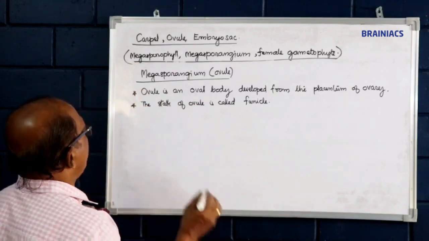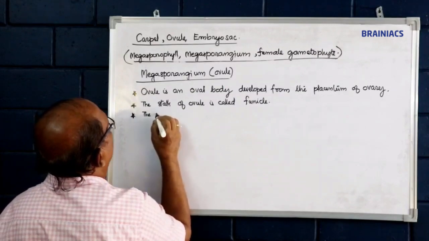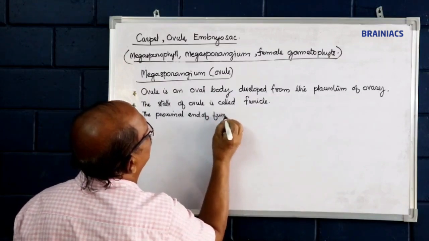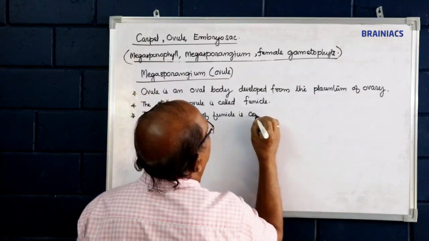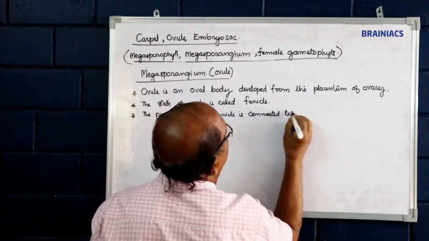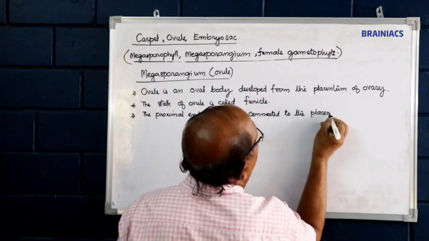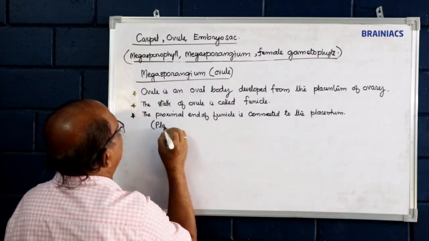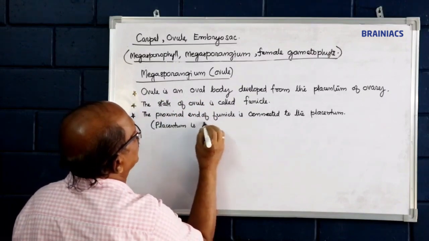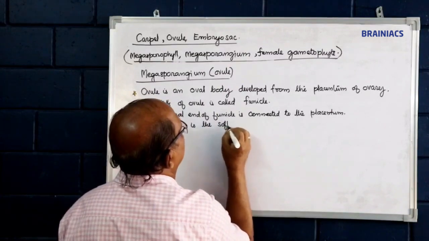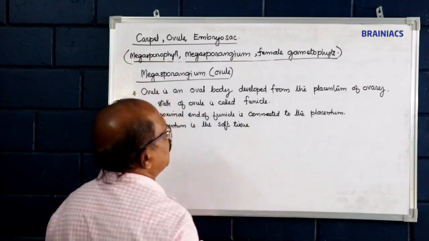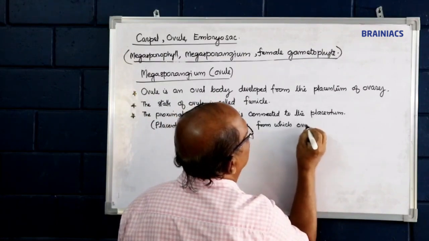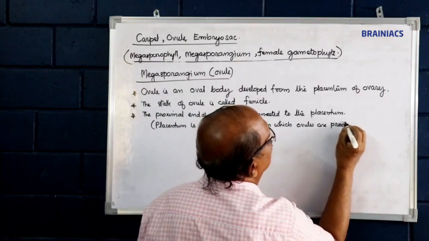Funicle. The proximal end of funicle is connected to the placenta. Placentum is the soft tissue from which ovules are produced.